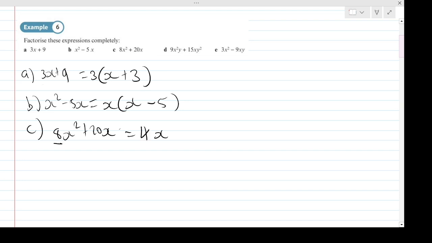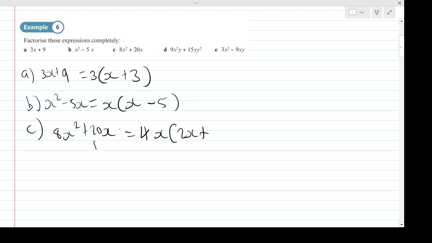We can say 4, right? Because 4 also goes into it. So actually, 4 is the highest common factor. And so then 4x, how are we going to get 8x squared from 4x? Well, we're going to times by 2x, right? 4 times 2 is 8, and then x times x is x squared, okay?